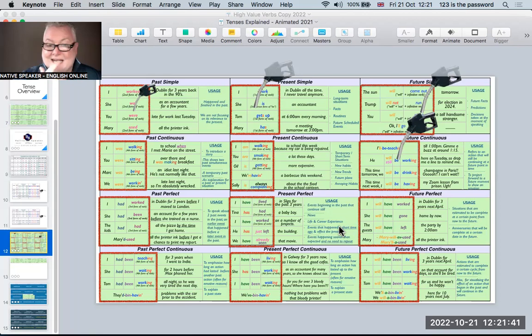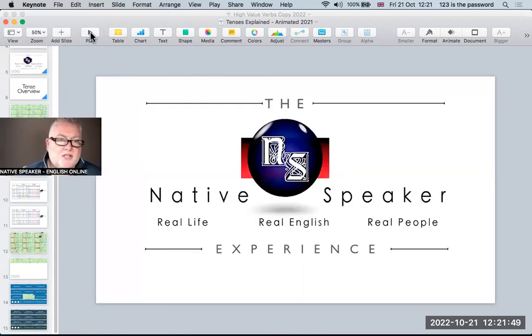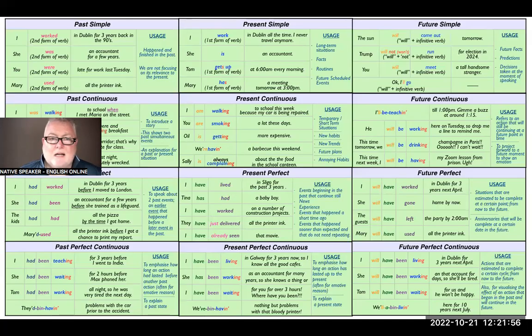Why do people say this? For example, which tense do we use? Which tense are you going to hear when you turn on the news at 6 o'clock in the evening? Which of these tenses will you hear? Present perfect. To give news.